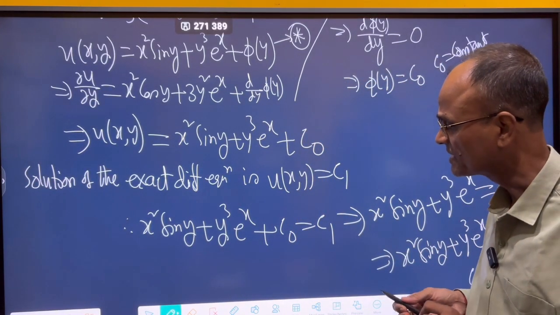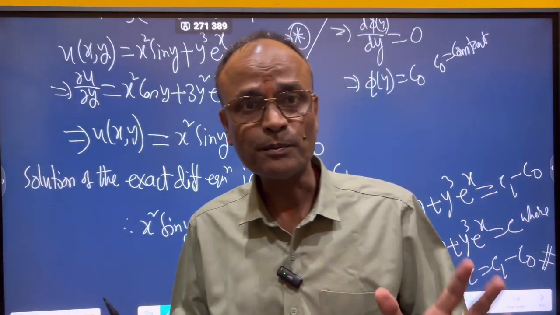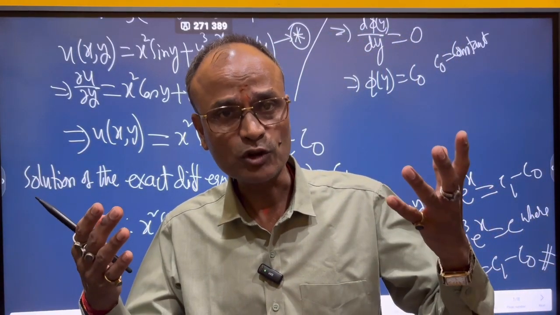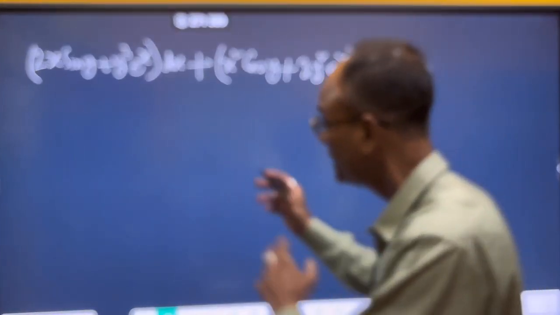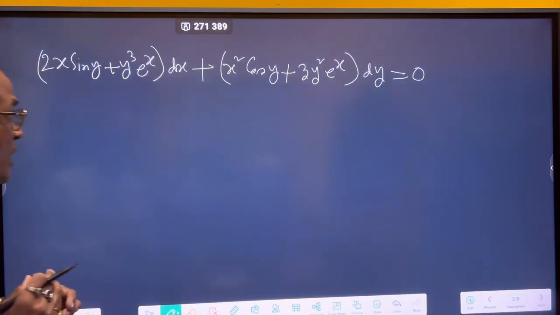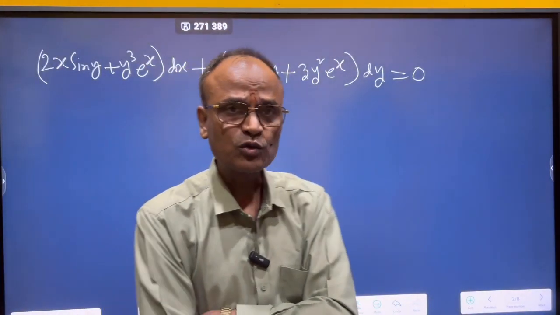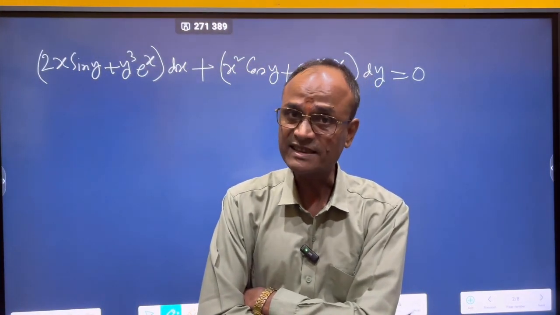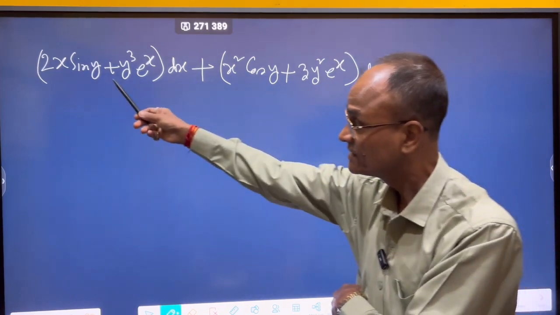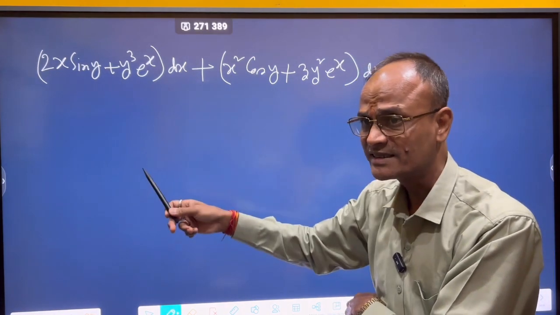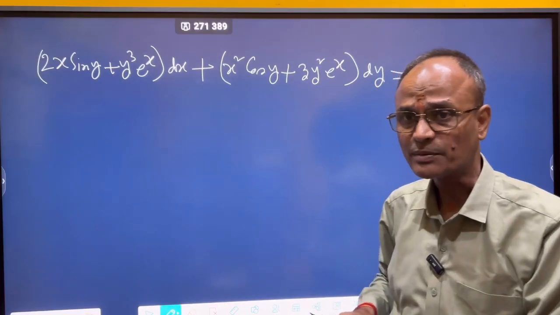Now, let us come to solve the differential equation by method 2. This is the differential equation. We shall solve this differential equation by method 2. Since the differential equation is exact, this is M, this is N. Del M by del y equal to del N by del x. Therefore, this is an exact differential equation.